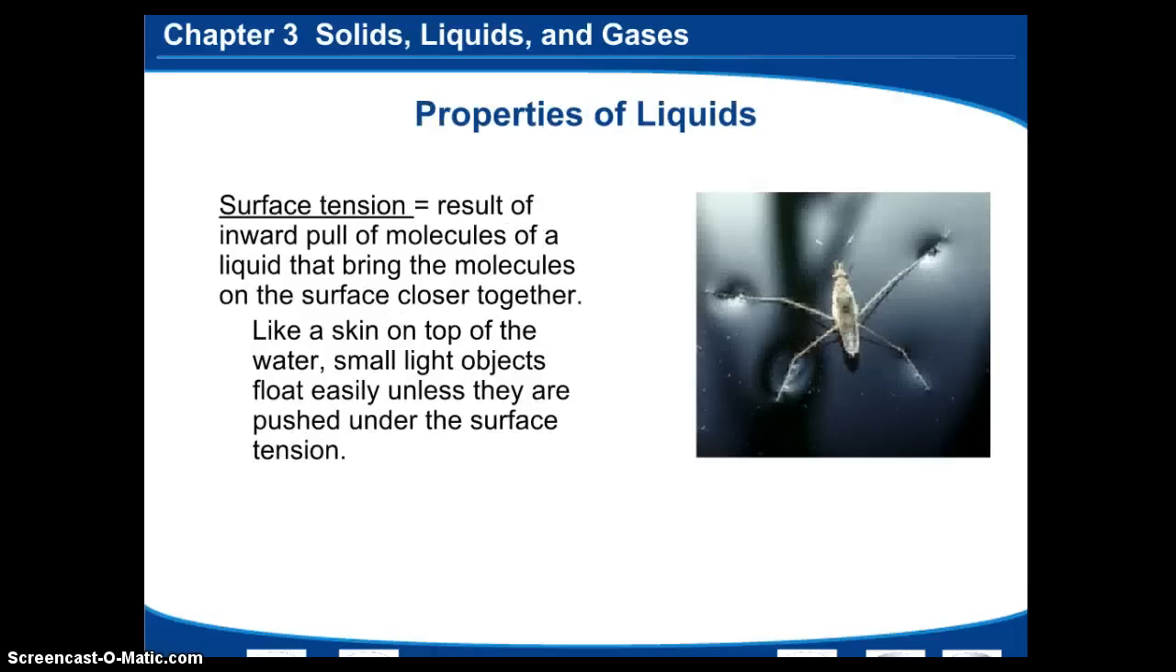Because they are pretty close to each other, we have something called surface tension. It's the inward pull of the molecules of a liquid, which brings the molecules on the surface close enough together that they act like a skin. This is why this water bug here can look like it's crawling on top of the water.